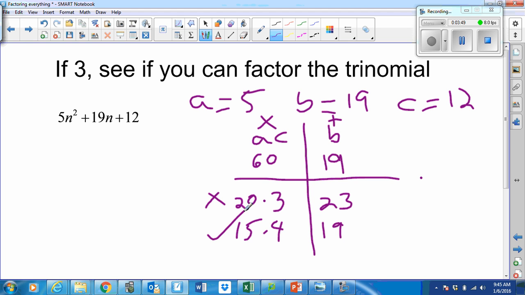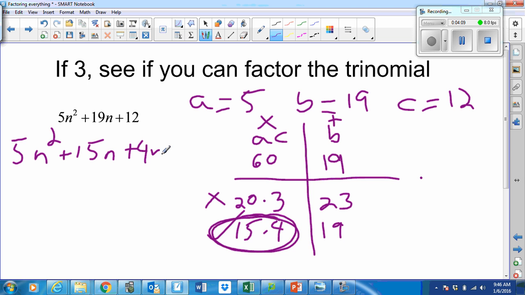Now what you're going to do is this is what it breaks up that middle term into. So we're going to rewrite this polynomial as 5n squared. That doesn't change. But we're breaking the 19n into 15n and 4n based on what we found right here. So plus 15n plus 4n plus 12. And so we have not changed the value of that polynomial at all. All we've done is broken apart that middle term.